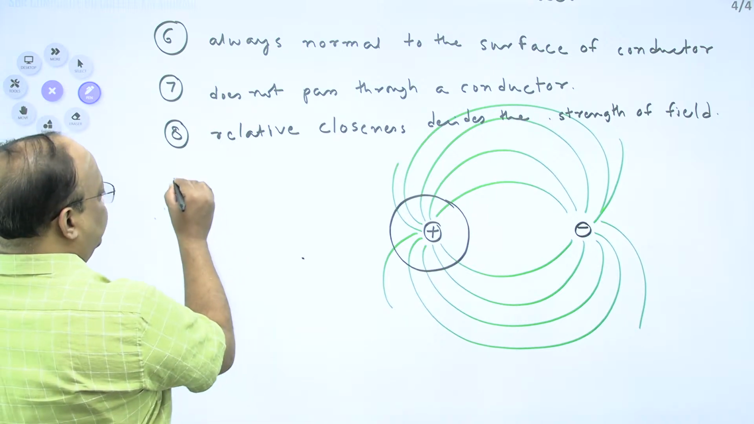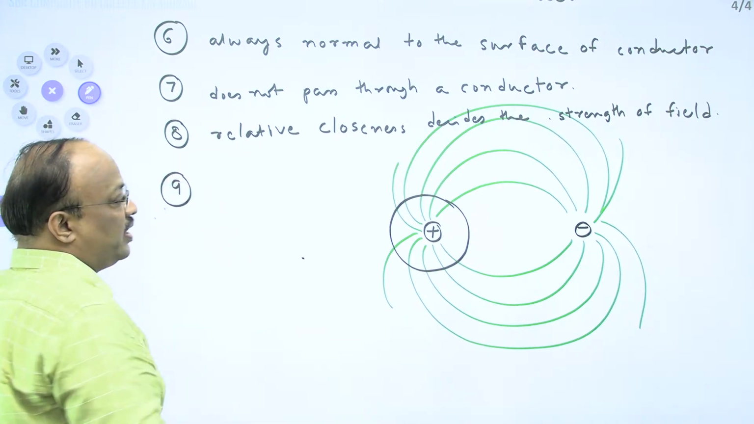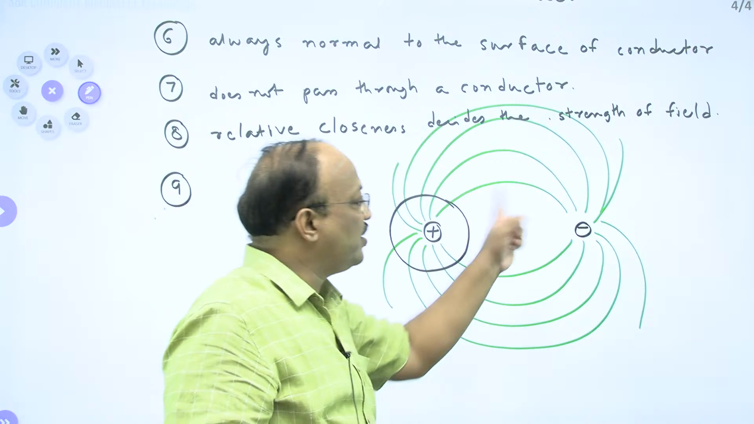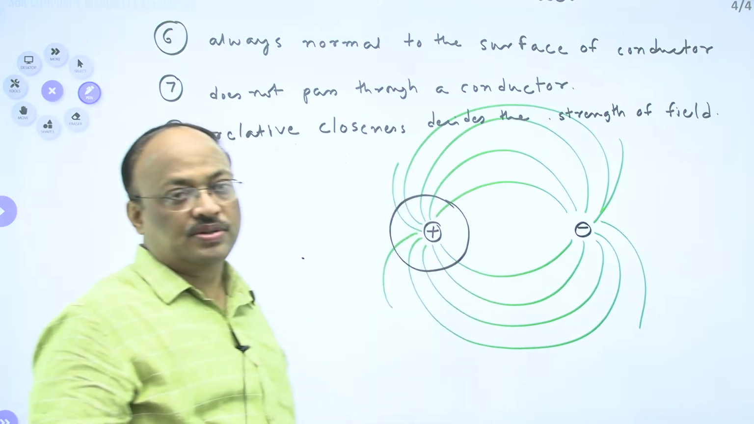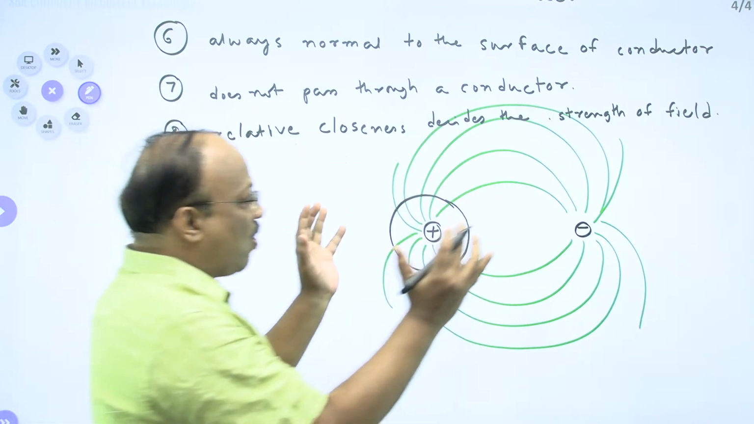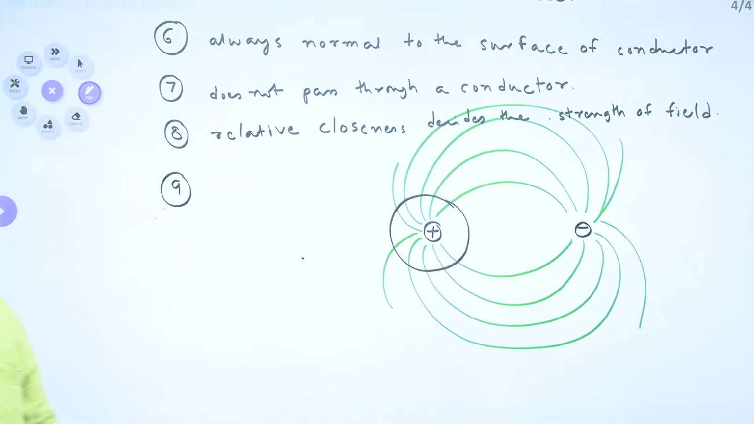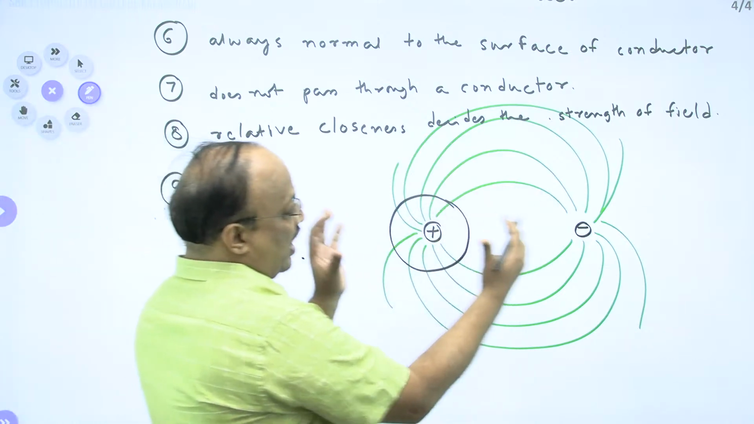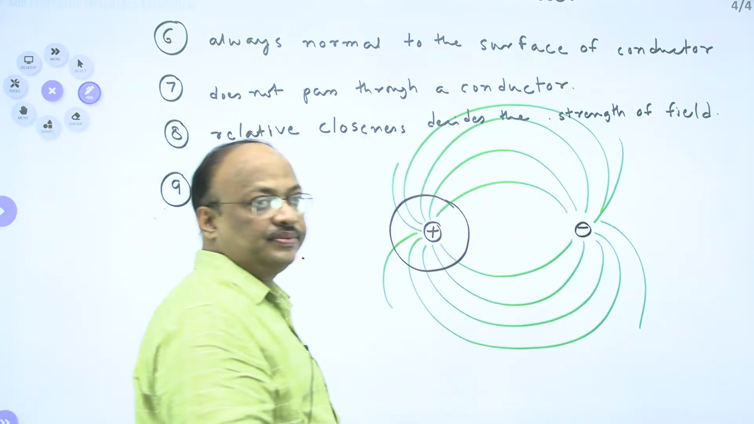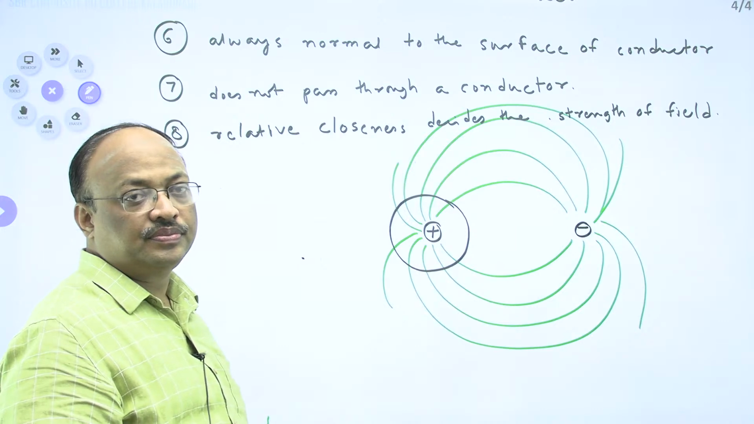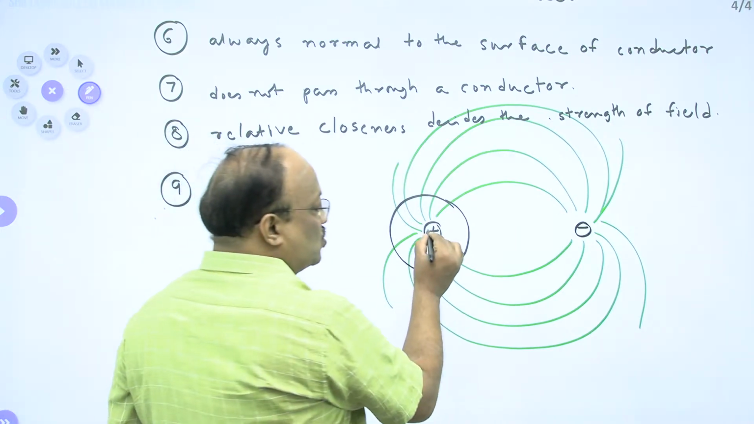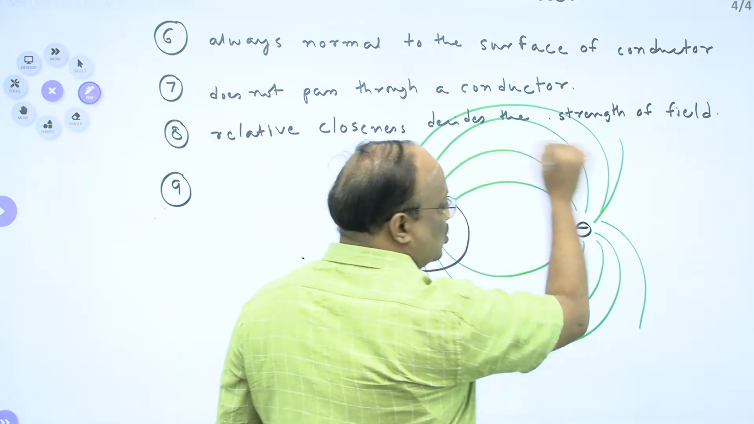See, next point. You can see here the electric lines of forces are contracting lengthwise. They have the tendency to contract along their length. So that shows the force of attraction.